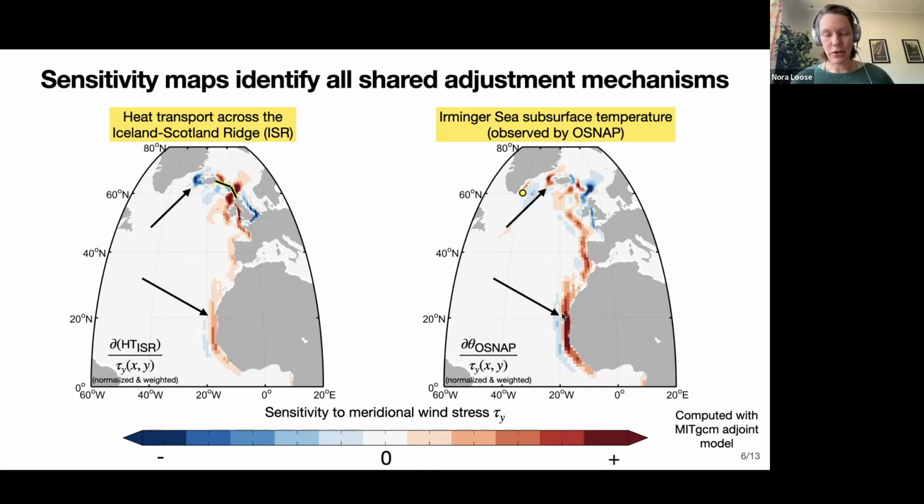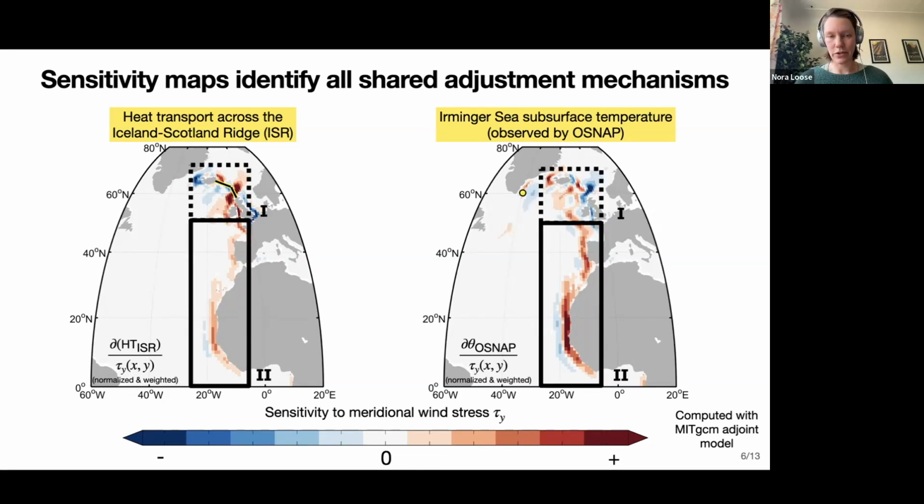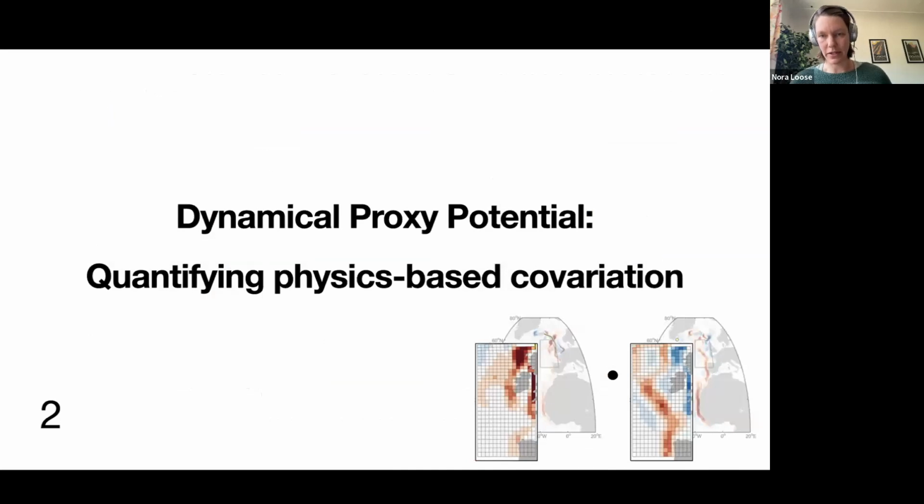So the nice thing about the Adjoint is that it tells us about all sensitive spots, not just the two that I tested in the forward perturbation experiments. So we can roughly identify two regions where both of these metrics show sensitivity. In box 1, sensitivity of opposite sign, and in box 2, sensitivity of equal sign. And the underlying mechanisms are very similar to the ones that I've shown you in the movies. So now that we know how to identify all possible causes of covariation, we can investigate dynamical proxy potential.